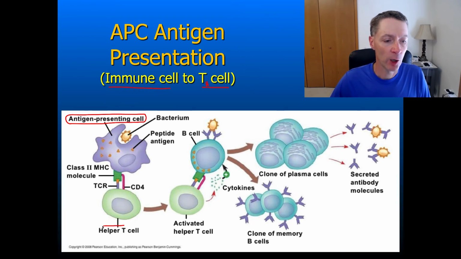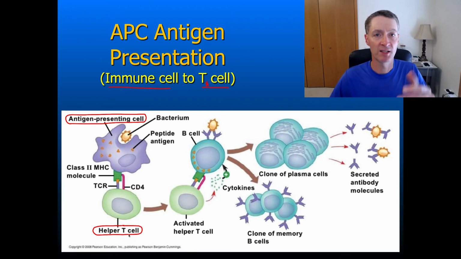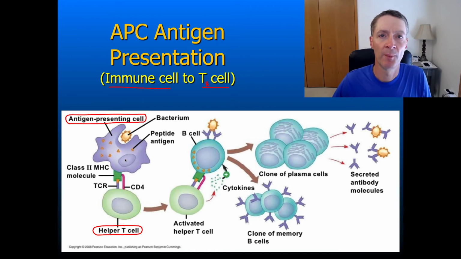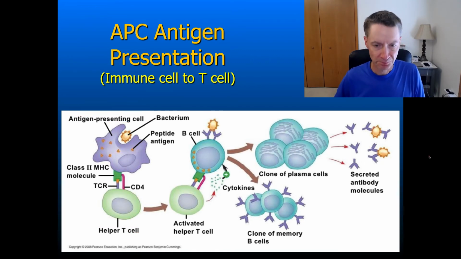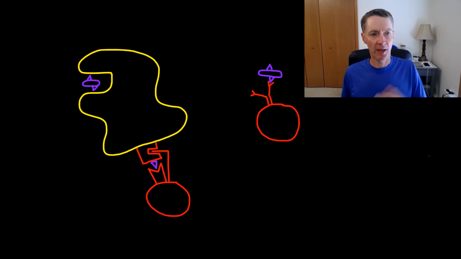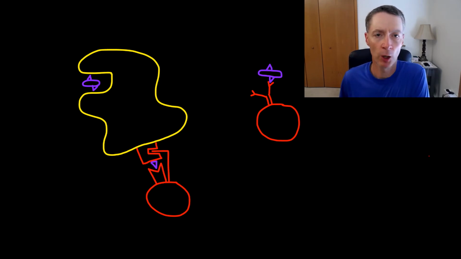And here we have our helper T cell. So we have a similar situation. We have a T cell receiving information from an antigen presenting cell. In this case, it's an immune cell, a macrophage. Okay. So let's look at my kind of silly drawing here, but hopefully it helps. Here we have our phagocyte. It just went through phagocytosis, gobbled up something.